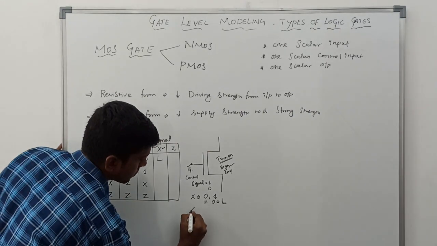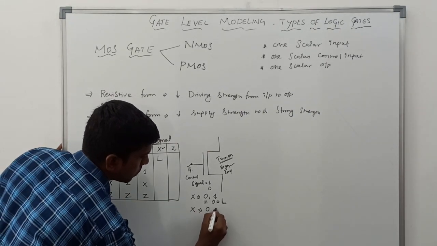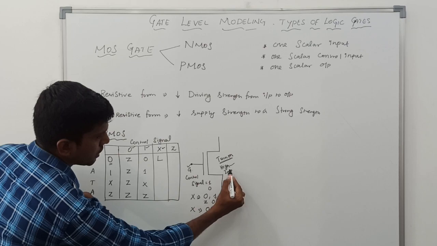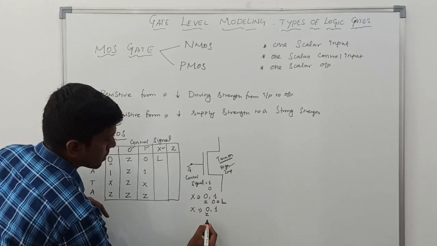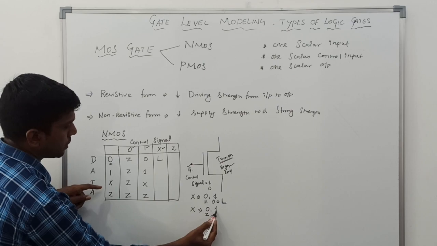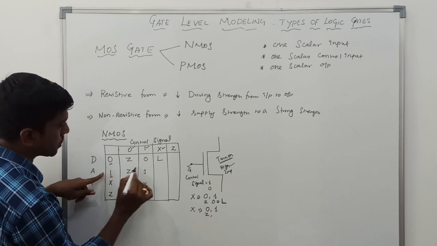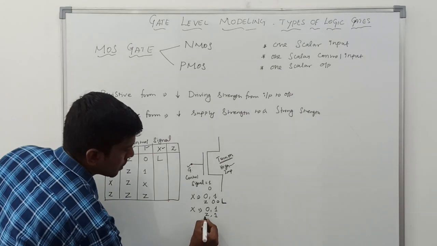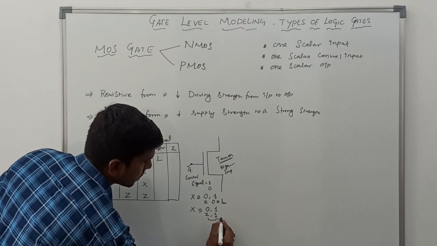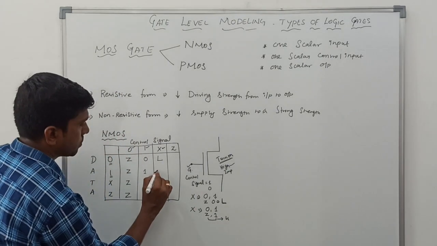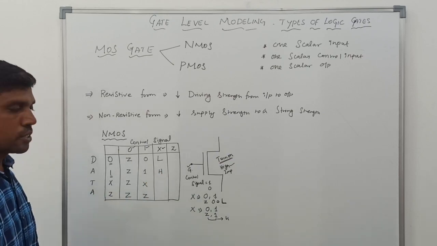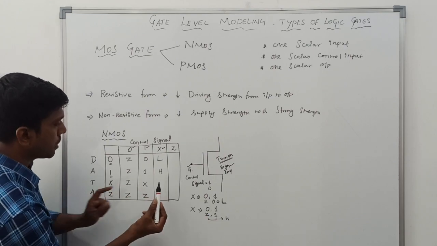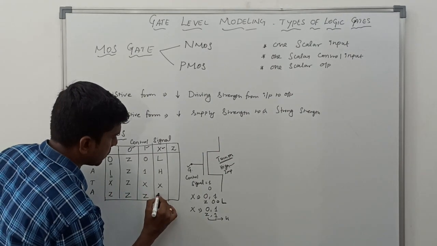Then the next case. Here the input is 1. If X value is 0, it's high impedance, so the output is Z. Suppose X value is 1, the input value is transferred to the output side. The input value is 1, so it is reflected in the output. So Z, 1: this combination is represented as H. For the rest of the two inputs, X and Z, the input is reflected as it is.